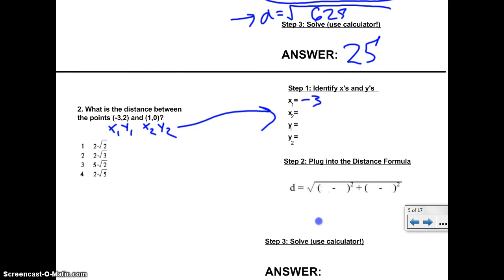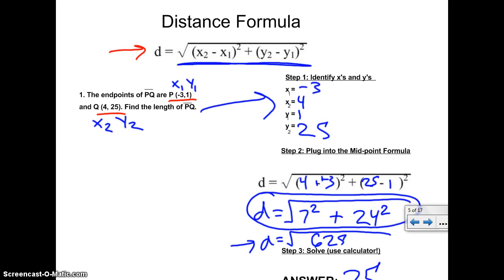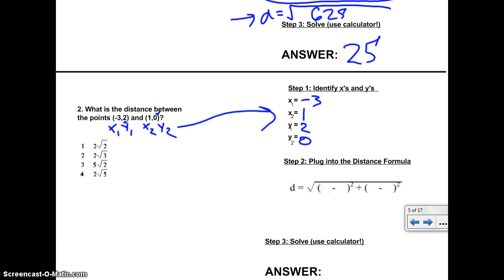x2 is 1. Very good. y1 is, right here, you see that y1? That's 2. And y2 is 0. And so now, if you remember the equation from above, I'll scroll up quick so you can see it. Remember, it's x2 minus x1, y2 minus y1. We'll plug those in. So x2 comes first, so that's 1, minus x1, so -3, y2, which is going to give us 0, and y1, which is 2.